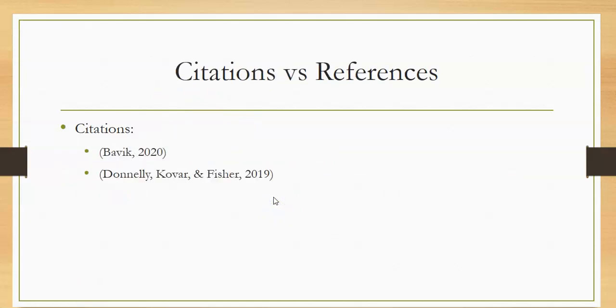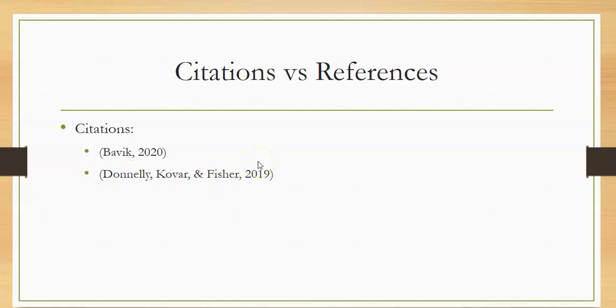Citations versus references. This is a key difference. I put two examples that I'm going to be working with and showing you some examples on how to actually use these sources and where to find the information. Examples of citations are last name and year. If there's one, all you do is just one last name and then the year. If there's more than one last name, then you do the names with the and symbol. You don't type out "and."